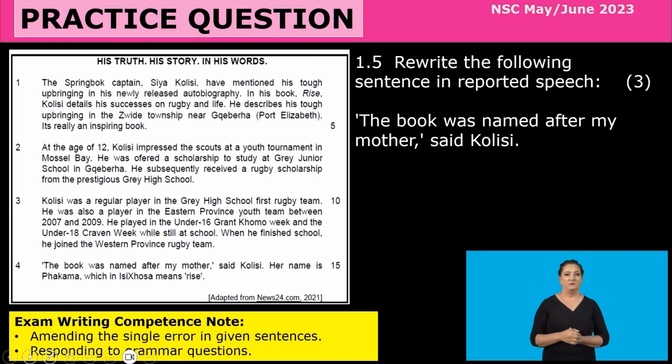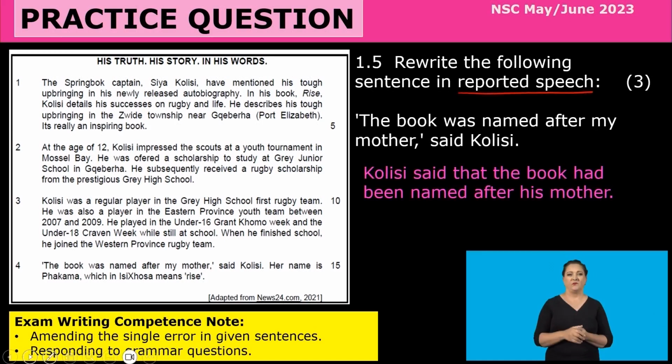Now, rewrite the following sentence, and we're doing another one. The book in reported speech. We're doing reported speech this time. And remember your rules for reported speech. Remove your inverted commas. That's the first thing you do. Remember that you're going to have the word that. And we are going to make sure that when we are looking at our verbs, looking at our pronouns, we're going to see if they need to be changed as well.